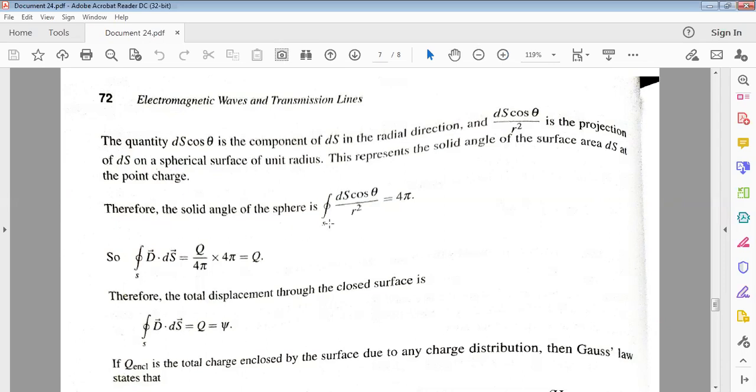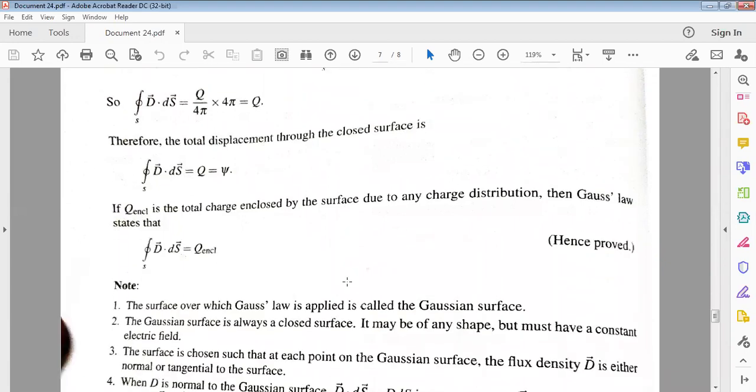Therefore the solid angle of the sphere is the closed integral of dS cos theta by r square. Generally the integration of dS cos theta is 4 pi r square, but the denominator has the r square term, so the resultant is 4 pi. So closed integral of D dot dS equals q by 4 pi into 4 pi. The 4 pi and 4 pi cancel, giving q. Therefore the total displacement through the closed surface is the integral of D dot dS equal to q, or psi. Both are the same.